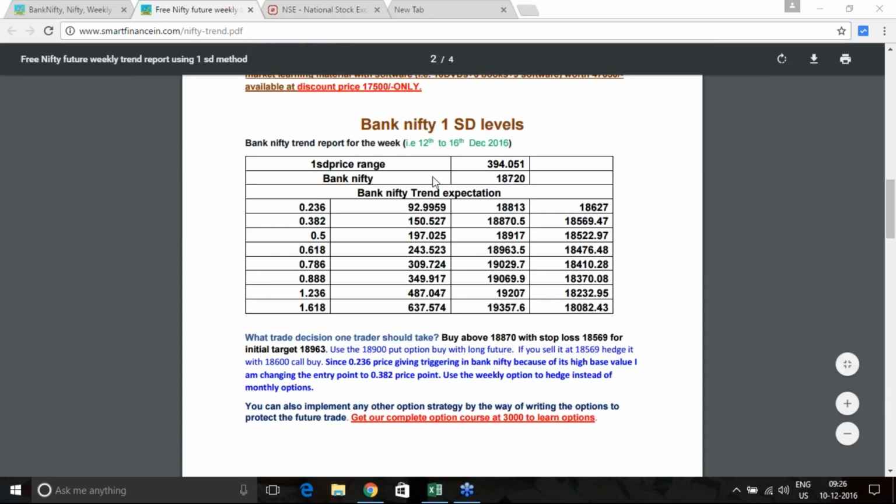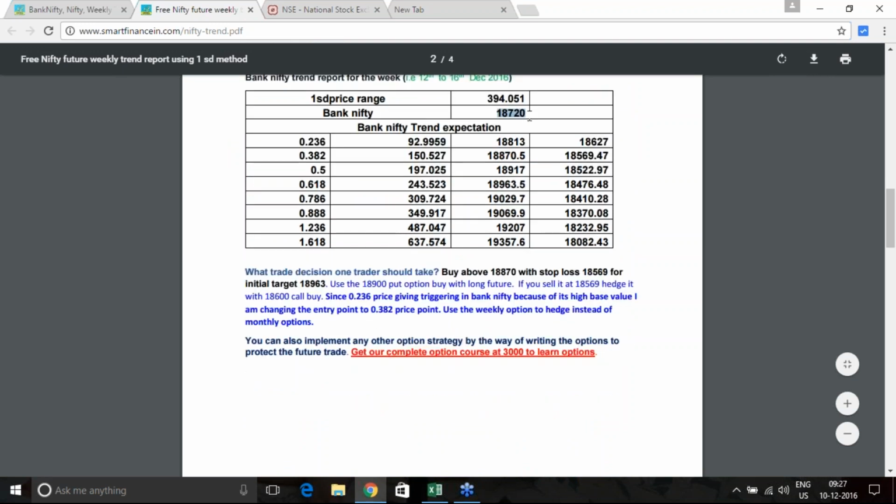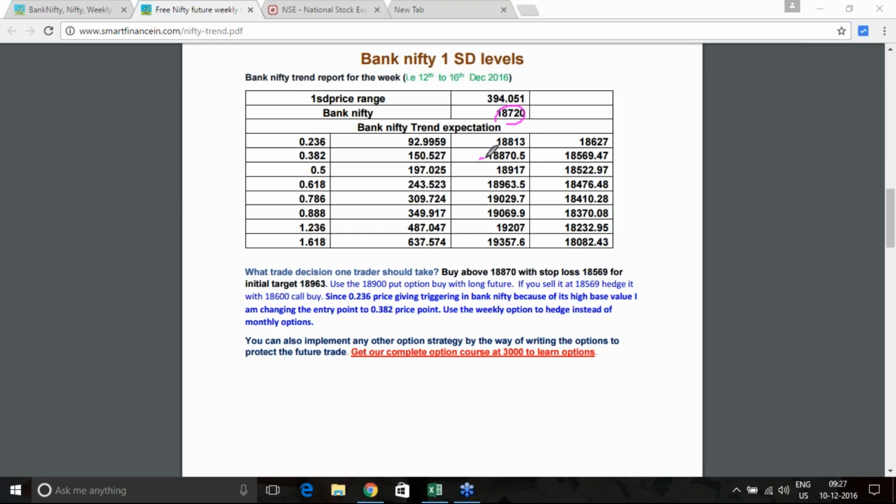Bank Nifty I have taken here. So next week, from 12th to 16th December, I have taken the reference price 18,720.394, and based on that we have derived these levels. Here, since the base is a little wide, meaning it is a 5-digit number, I am telling you to enter at the 0.382 retracement level. Once you enter here, you can think of hedging it with the nearest put option. If you are buying Bank Nifty at 18,870, try to hedge it with the nearest weekly put option, so the 18,900 put option.